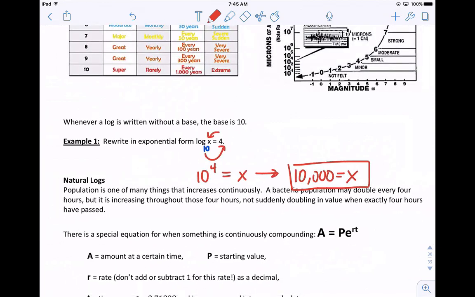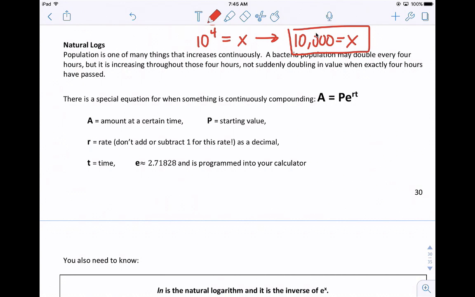Okay, so there is changing from log to exponential form and solving. We started looking at natural logs. Population is one of many things that increases continuously. A bacteria population may double every 4 hours, but it's increasing throughout those 4 hours, not suddenly doubling in value when exactly 4 hours have passed.